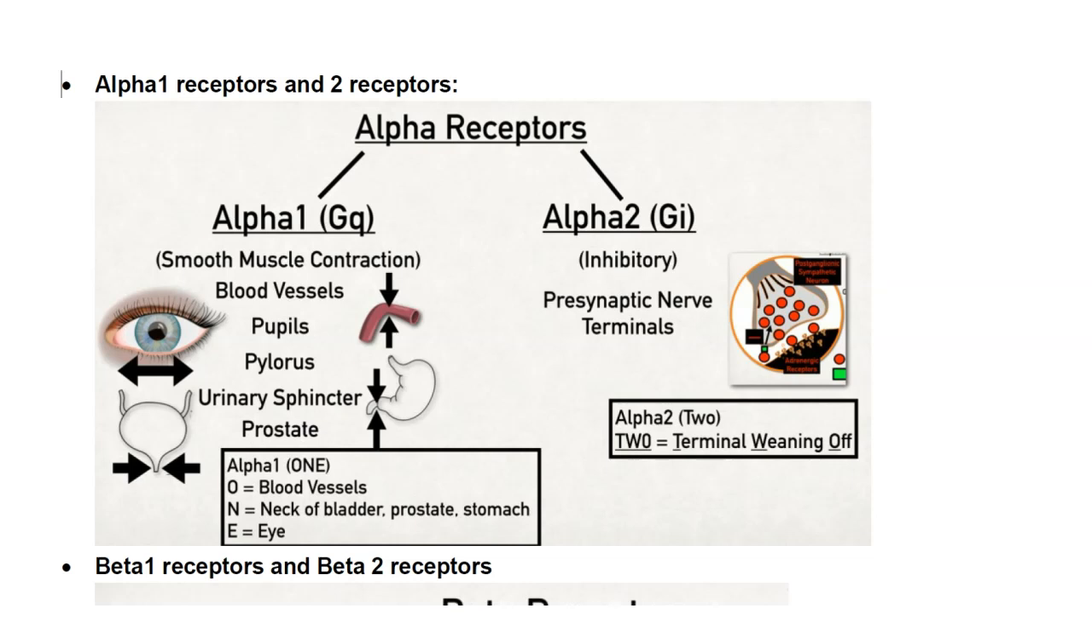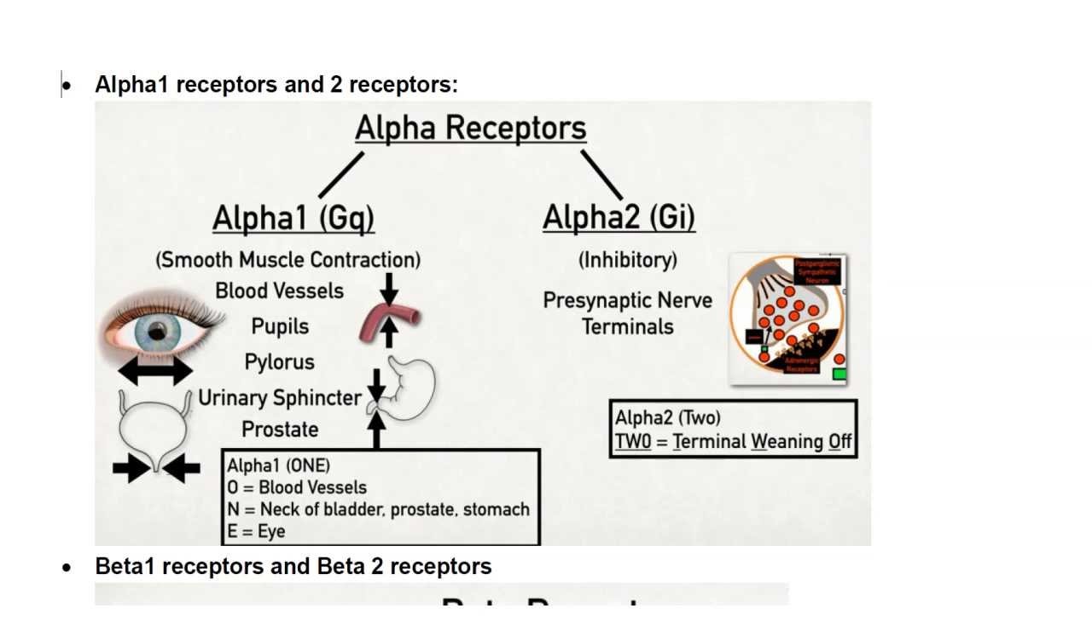So first, let's talk about the alpha receptor. We have alpha 1 and alpha 2. When we're talking about alpha 1, it actually affects smooth muscle contraction. So when you think about it, where do we have smooth muscles? They're basically everywhere in our body, but mainly you will see them in your blood vessels, pupils, your pylorus in your stomach, urinary sphincter, and prostate.